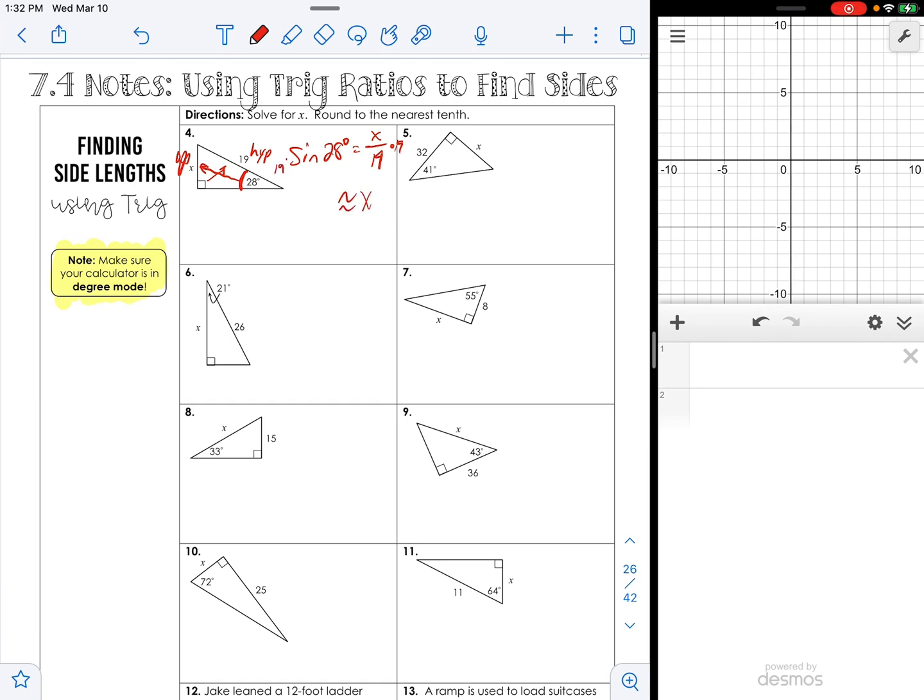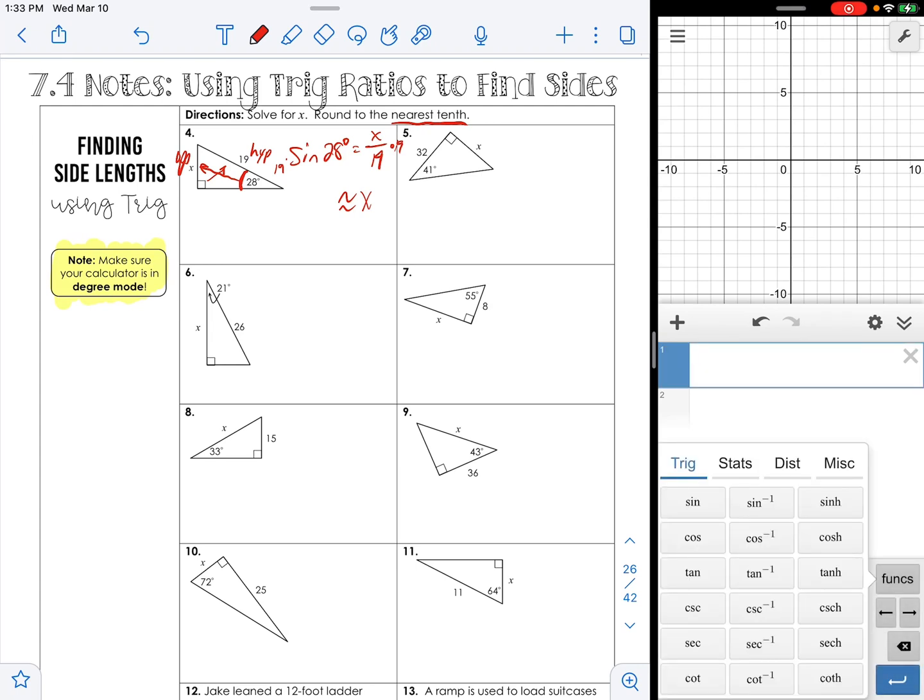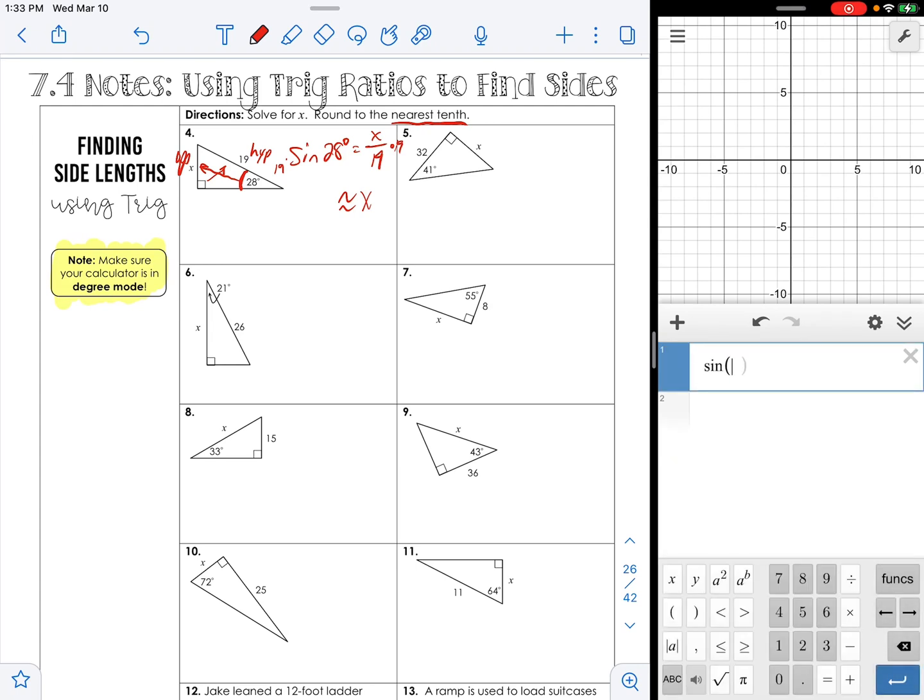And so x is going to be approximately, now it says round to the nearest tenth, so we're going to round to the nearest tenth. So we're going to go to functions, and we're going to say the sine of 28 degrees times 19, and we get 8.9. 8.9 is how far we should have for that one, okay?